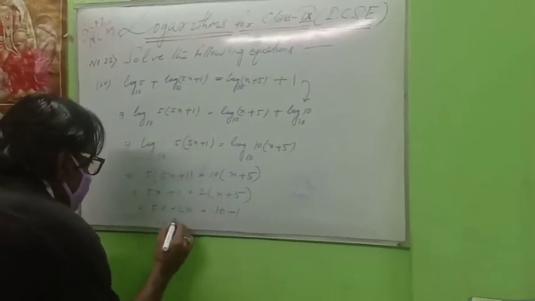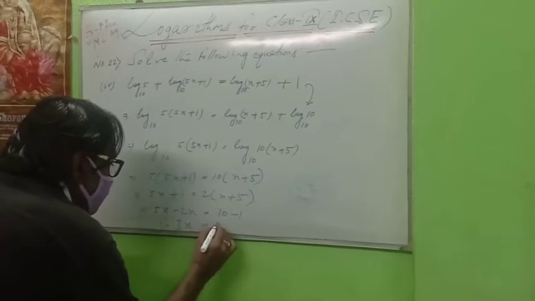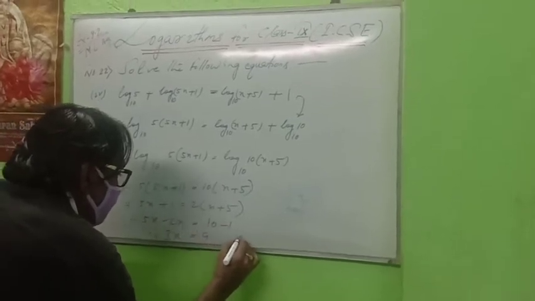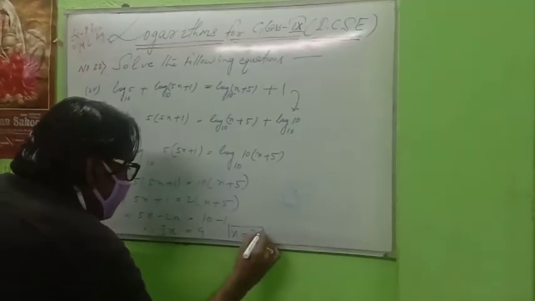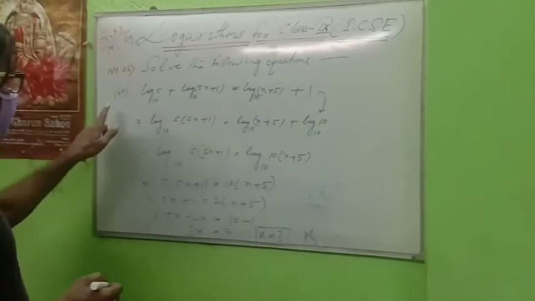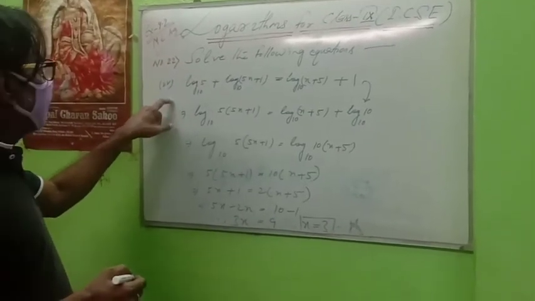How much you are getting? 3x is equal to 9, therefore x is equal to 3. x is equal to 3. This is the answer of the 4th part, okay? Let us go to the 5th part.